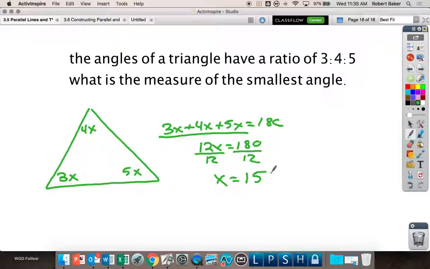Don't stop there. 3 times 5, 15, is? 4 times 15, 60. 5 times 15, 75. Does it work? Yes. And the answer to this question is 45 degrees.